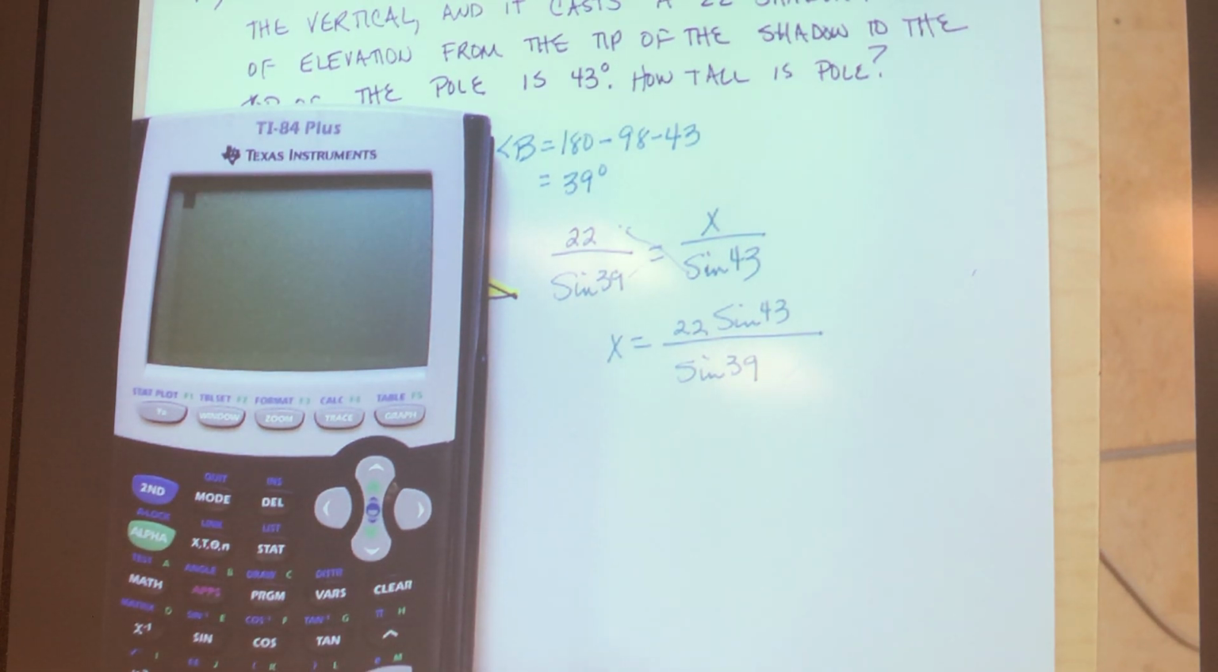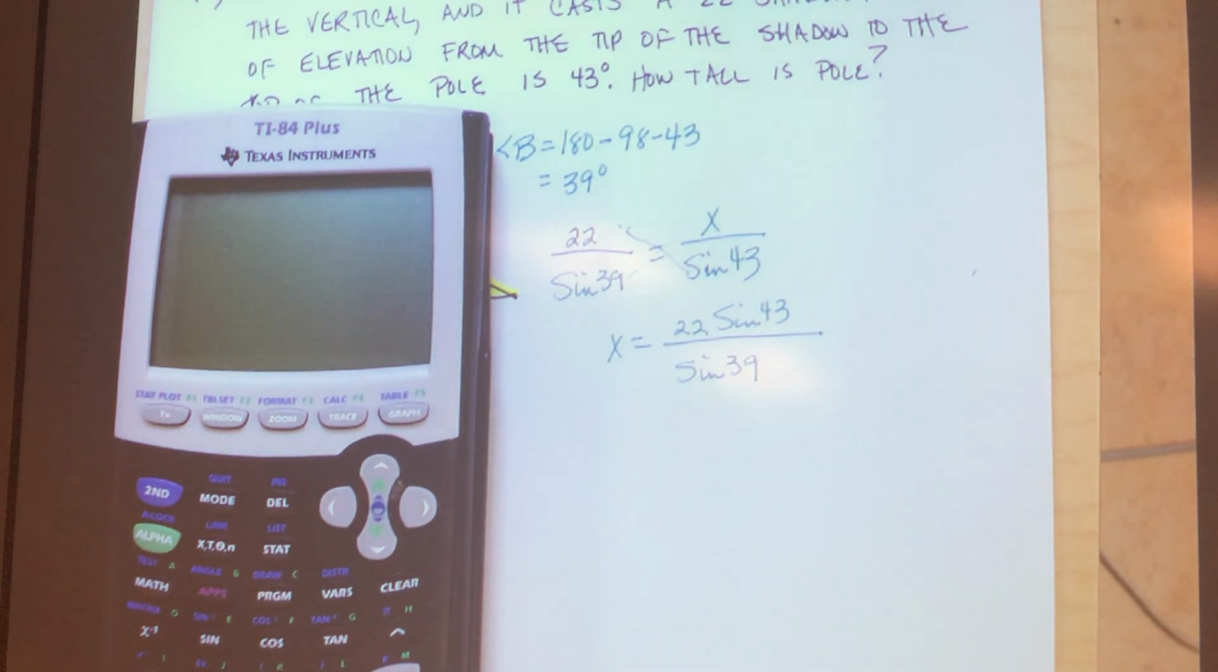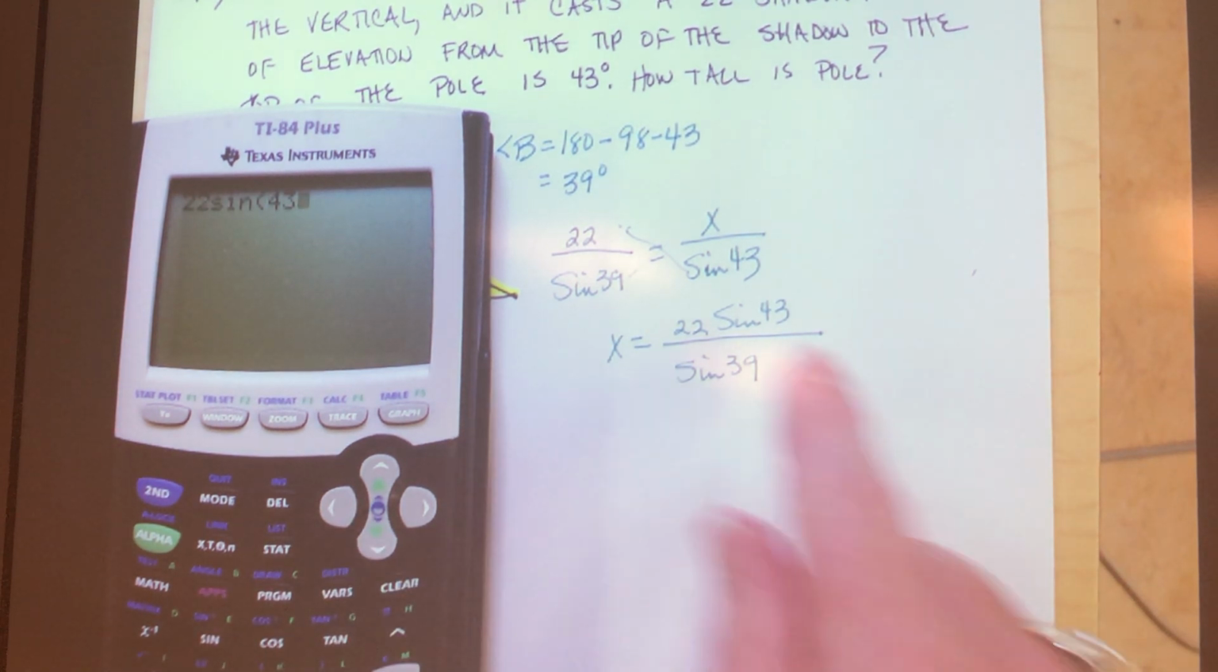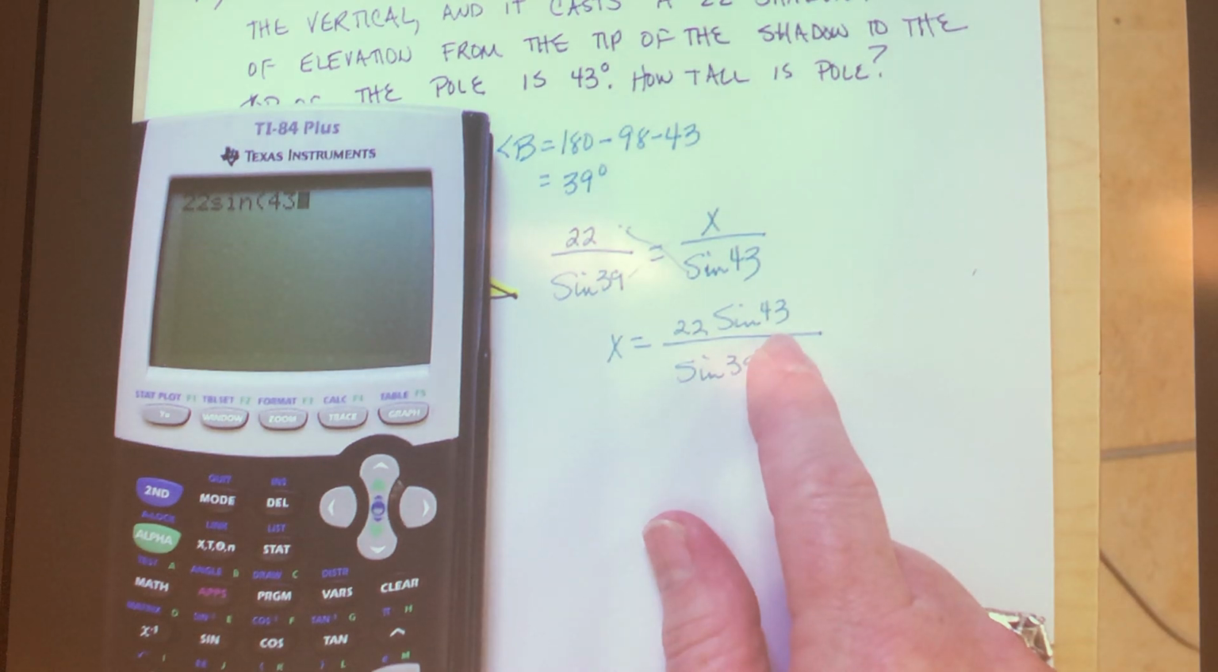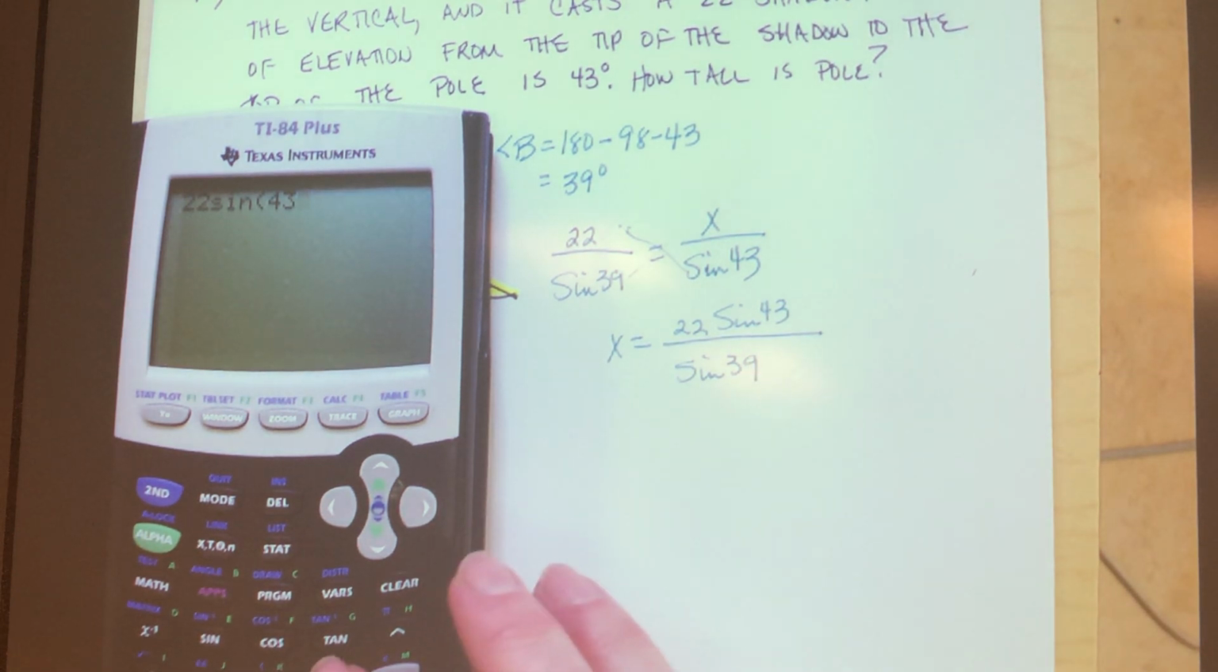All right, so here we go. I'm gonna say 22 times the sine of 43. Make sure you close those parentheses there. If you don't, it'll keep taking the sine all throughout the problem and it'll be wrong. Divided by the sine of 39.